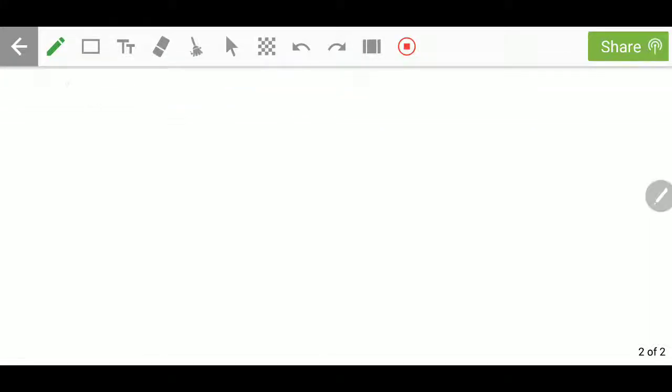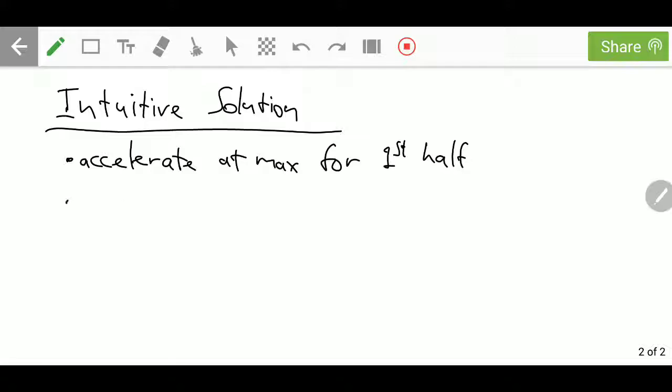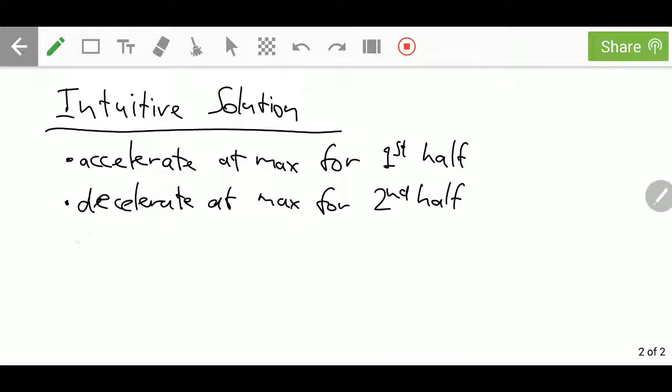So, this problem basically has an intuitive solution, and pretty much the first thing that you would think of is basically the right way to go. You may think that the best way is just to accelerate at the maximum for the first half of the distance, and then decelerate at max for the second half. And it turns out that this is actually the right answer.